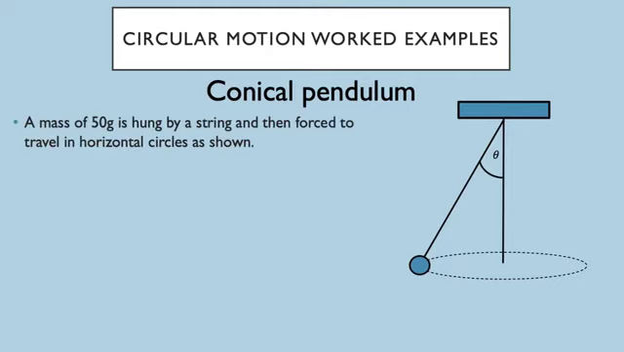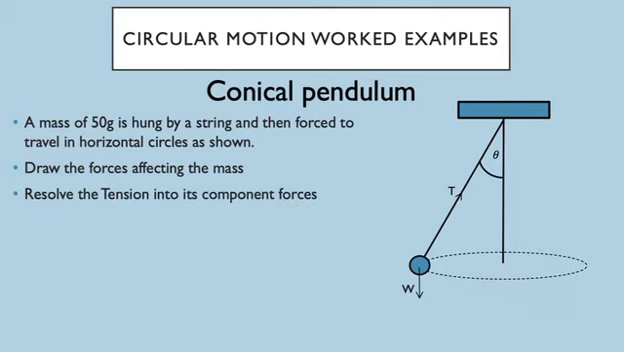A mass of 50 grams is hung by a string and then forced to travel in a horizontal circle as shown. Draw the forces affecting the mass. So you've got the tension, which is going towards the point which is being hung by, and the weight, which is down there. Resolve the tension into its component forces.